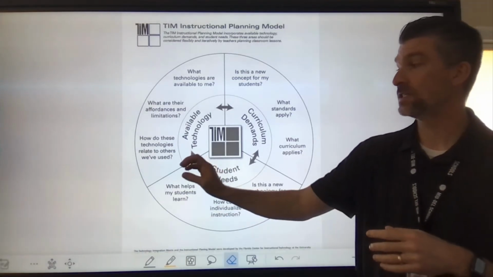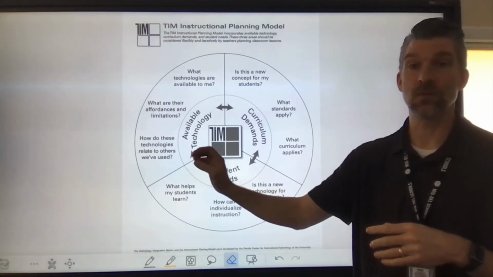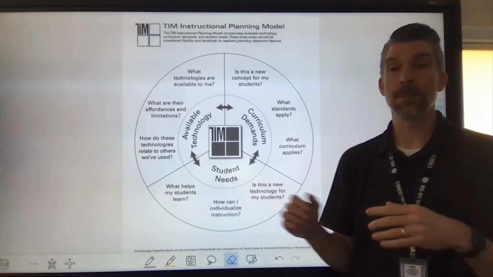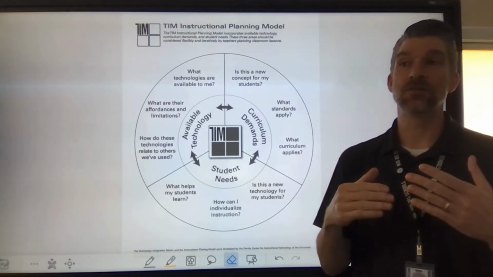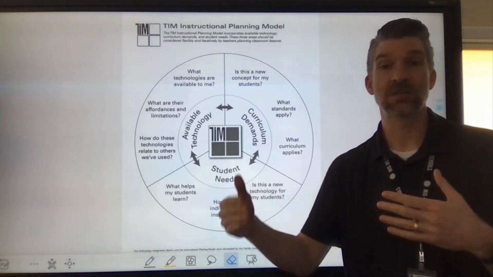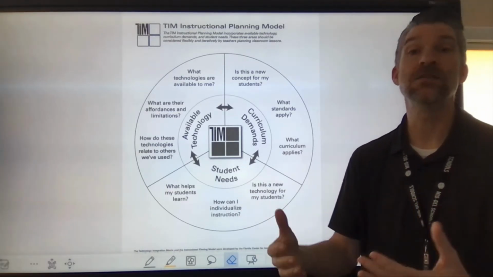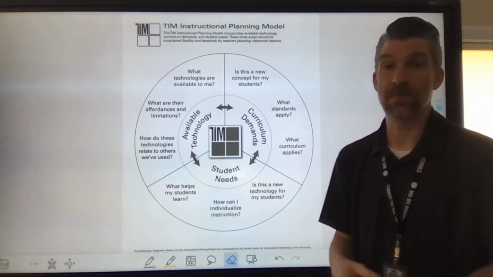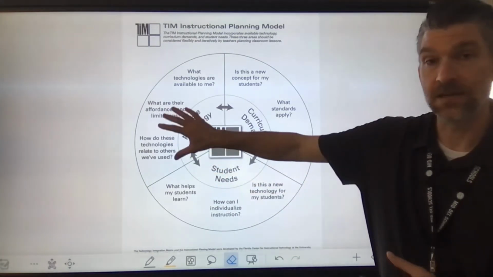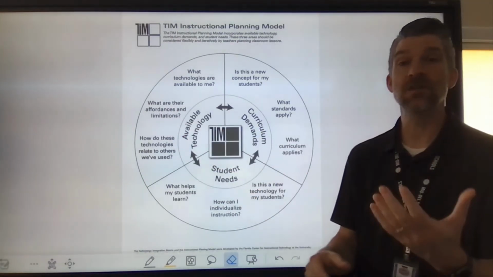And then how do these technologies relate to others that we've used? Why is that important? Because we have to be able to tie in previous learning experiences with current and new learning experiences, right? Continuously building on what we've done in the past. So that's all in the technology available part. And we have to be mindful of that.